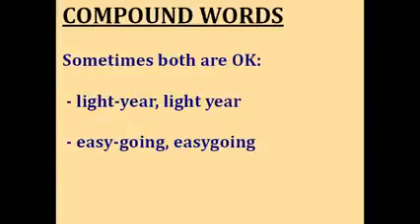Some words have more than one form. For some words, both the open form and the hyphenated forms are acceptable, as in the word light year. That's the distance that light can travel in a year. It's a very long way. And for some words, both the hyphenated and the closed form are acceptable, as in the word easygoing, which means relaxed.